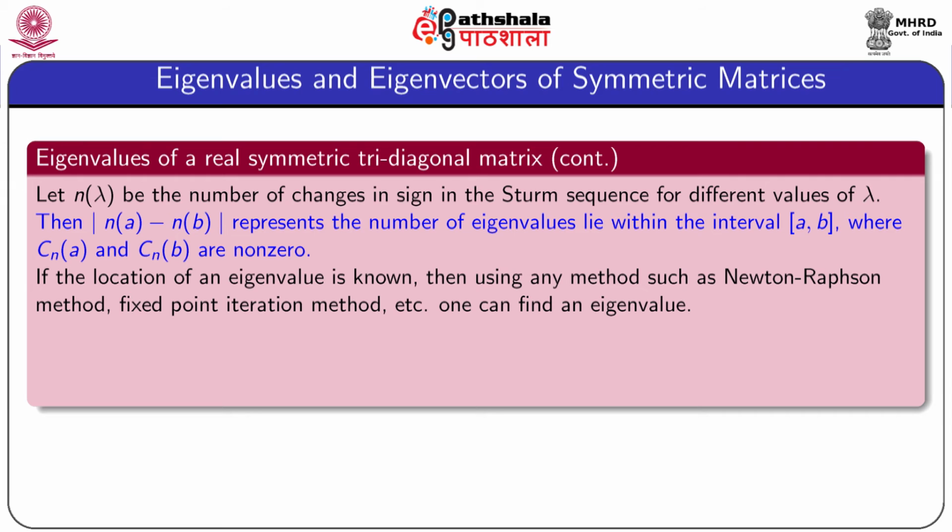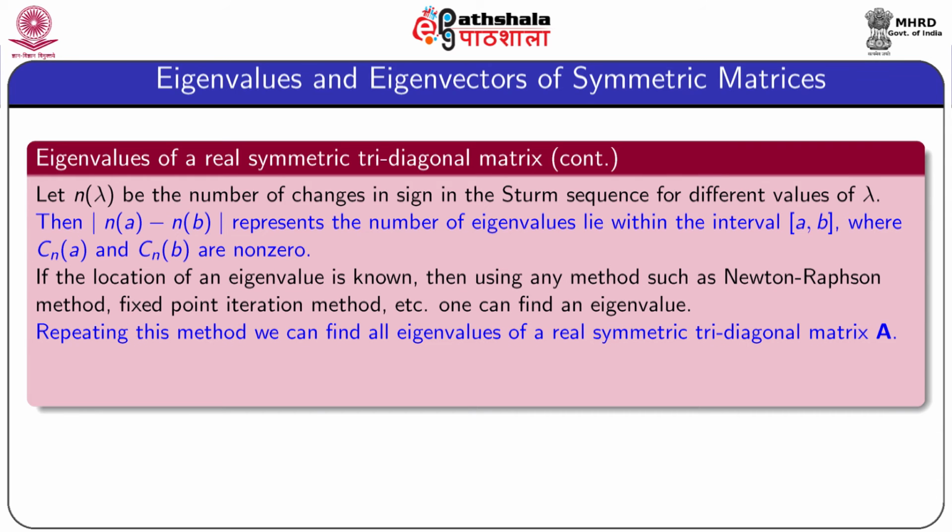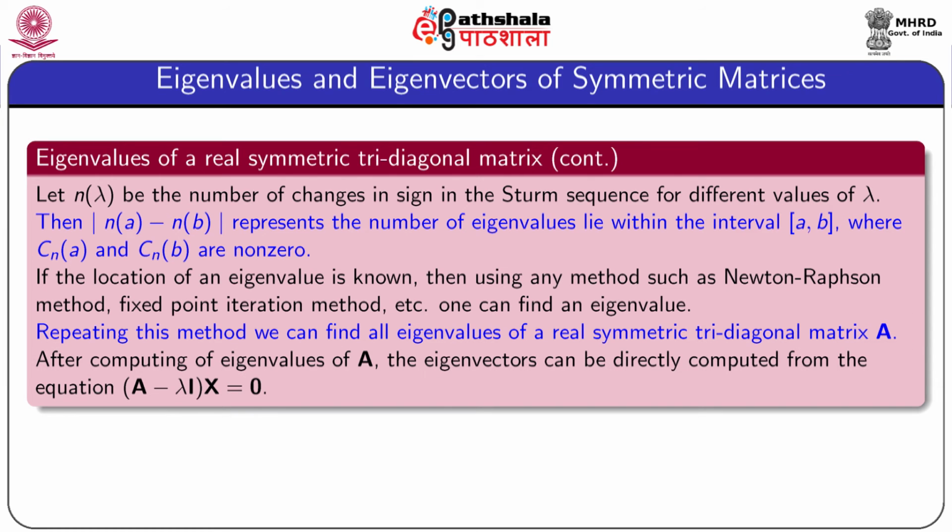If the location of an eigenvalue is known, then using any method such as Newton-Raphson method, fixed point iteration method or bisection method, etc., one can find an eigenvalue. Repeating this method, we can find all eigenvalues of a real symmetric tridiagonal matrix A. After computing the eigenvalues, one can calculate the eigenvectors directly from the equation (A minus lambda I) into x equal to 0. This is the fundamental expression to find the eigenvectors of any matrix A.